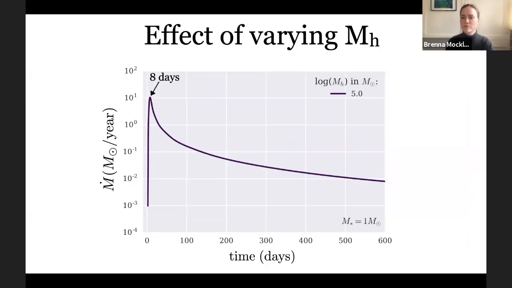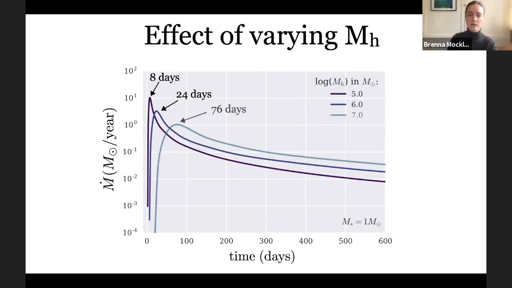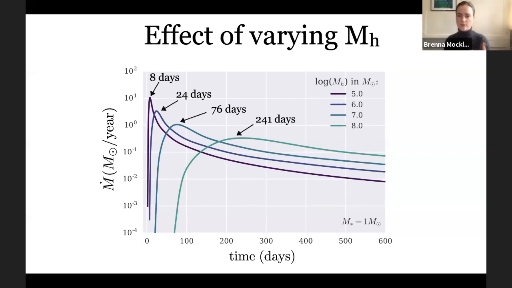Just to give you a visual idea of what that looks like, this is the mass fallback rate from a simulation, with the mass fallback rate on the y-axis and the time in days on the x-axis. It's the disruption of a 1 solar mass star by a 10^5 solar mass black hole. As we increase the mass of the black hole to 10^6, the peak time scale increases from 8 days to 24 days. Again, if we increase it to a 10^7 solar mass black hole, the peak time scale increases again. 10^8 solar mass black hole, you get the idea.